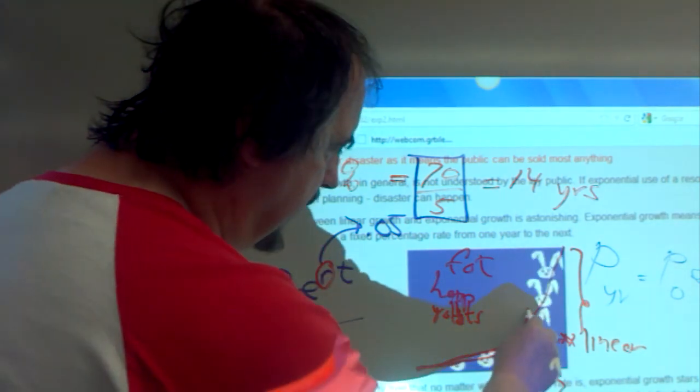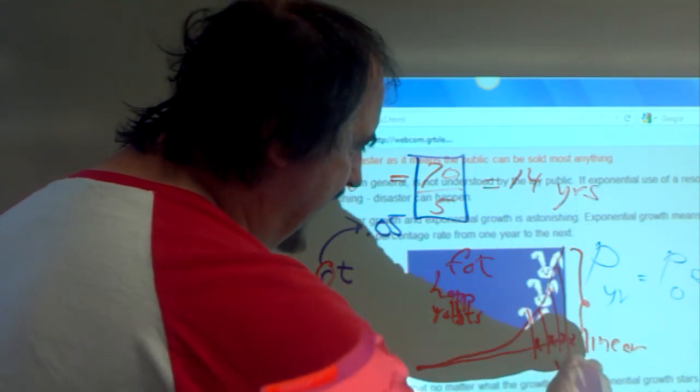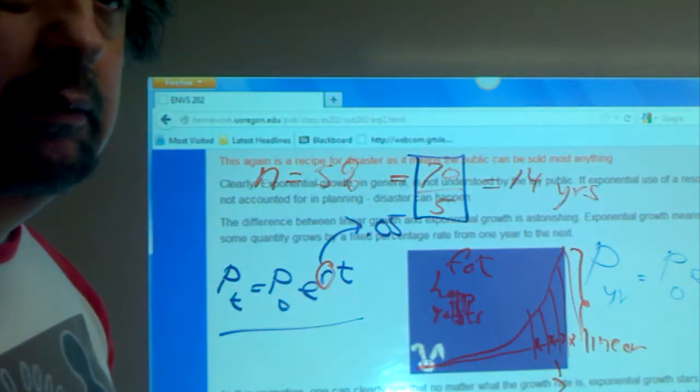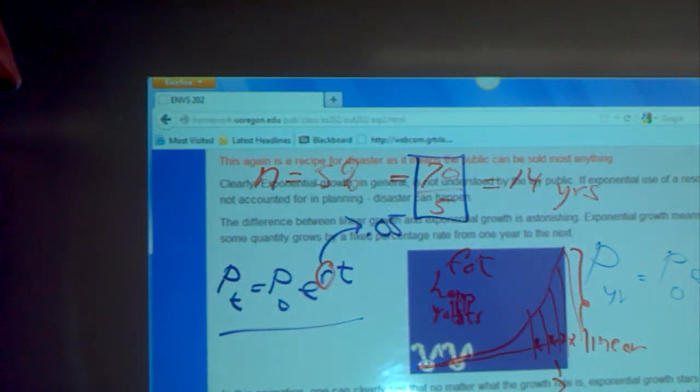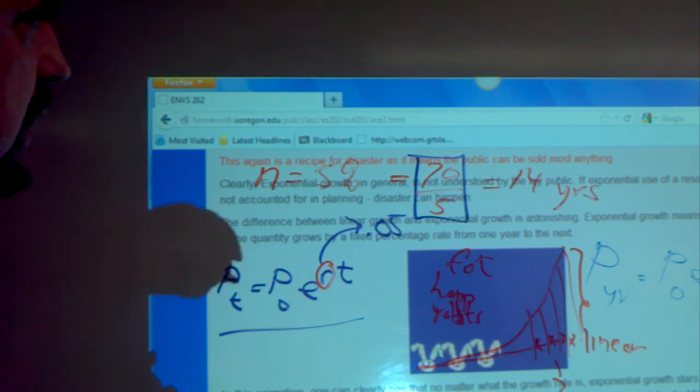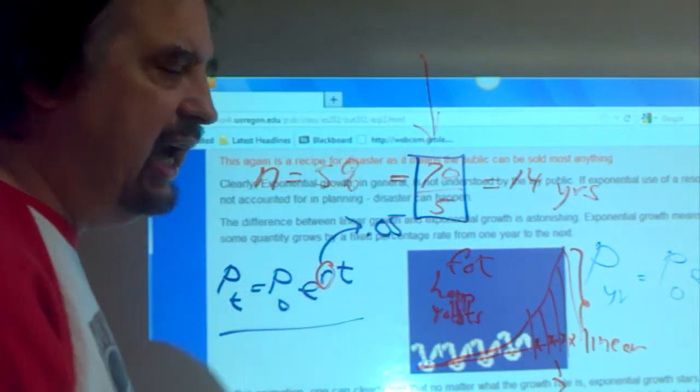Inevitably, you'll create this resource gap, which is pretty much happening in every resource today in the world, because we apparently cannot do that very simple math. In this class, one of the goals is to get you to understand why that's simple and why it's important.